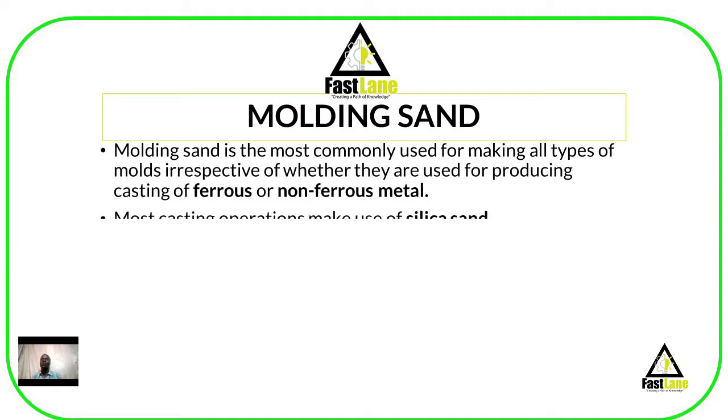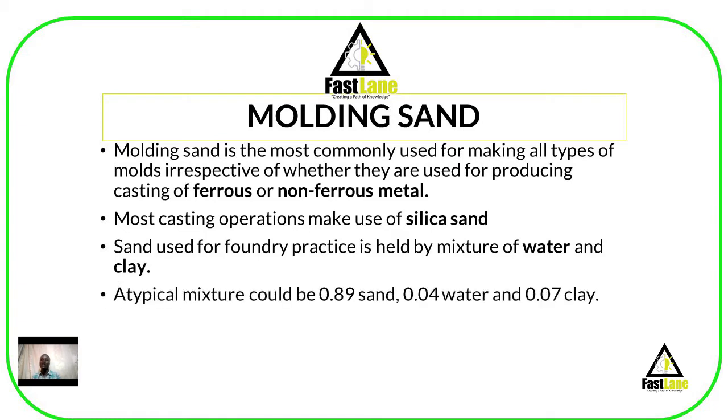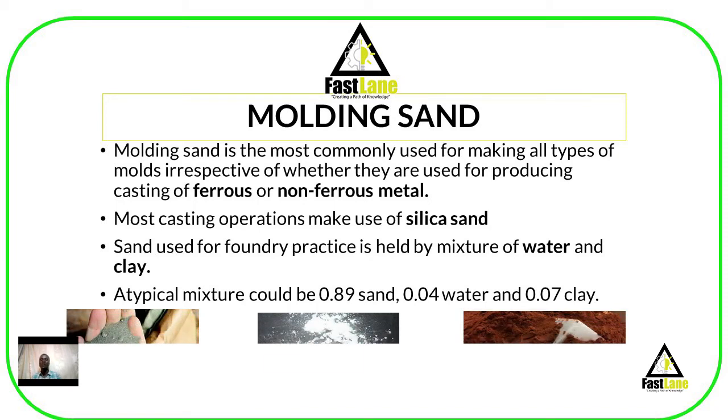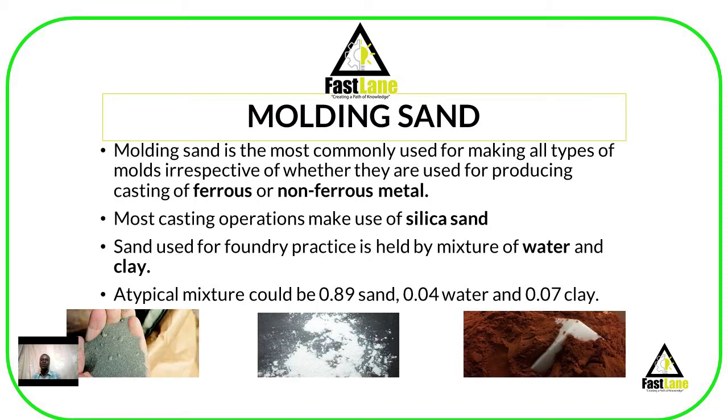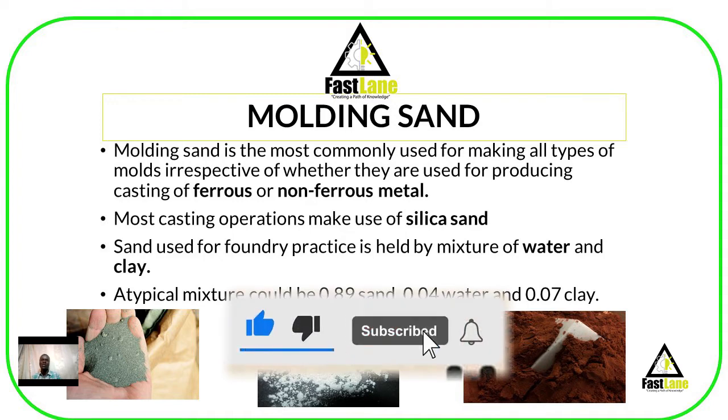We need to know that most of the casting operations make use of what we call silica sand. And we need to know that sand used for foundry practice should be held under the mixture of water and clay. Clay acts as a binder such that the particles are held together. Therefore, a typical mixture has to have 0.89 sand, 0.04 water and 0.07 clay.